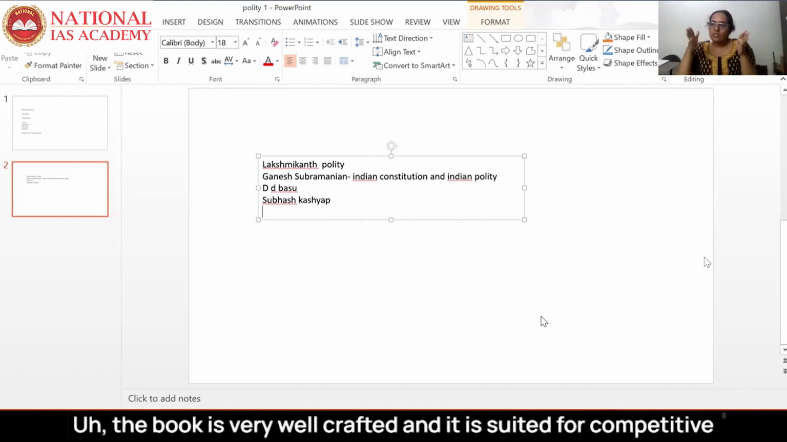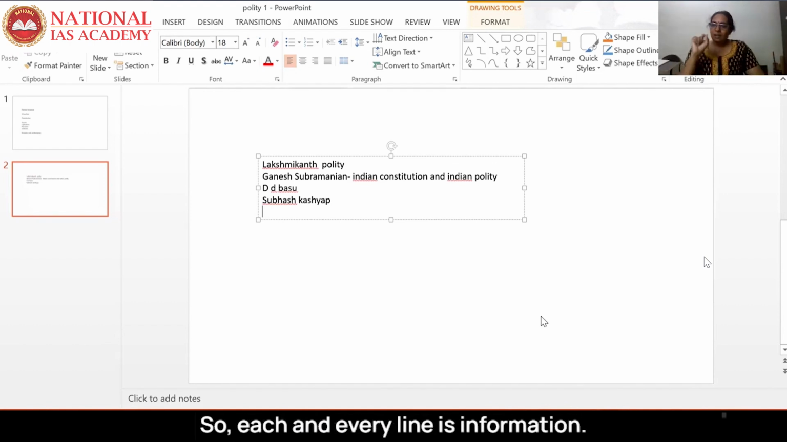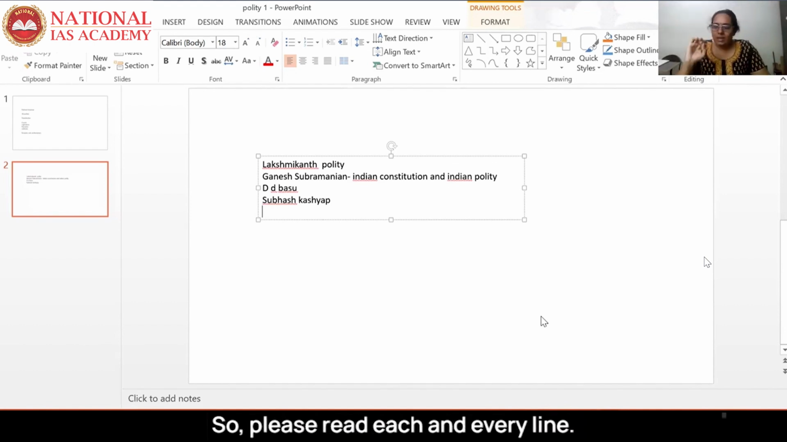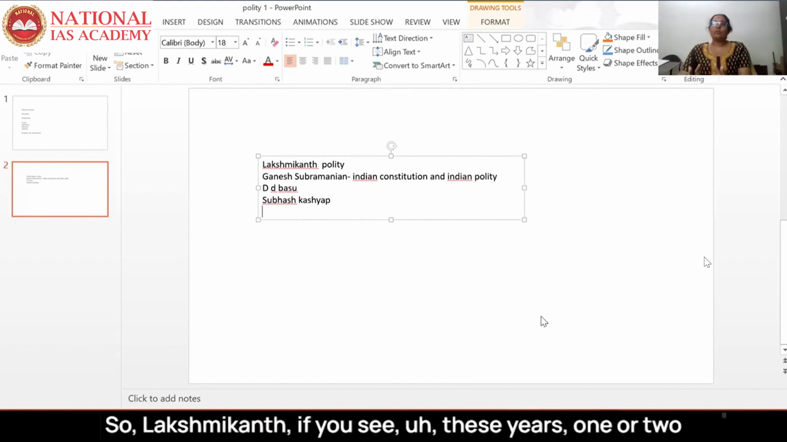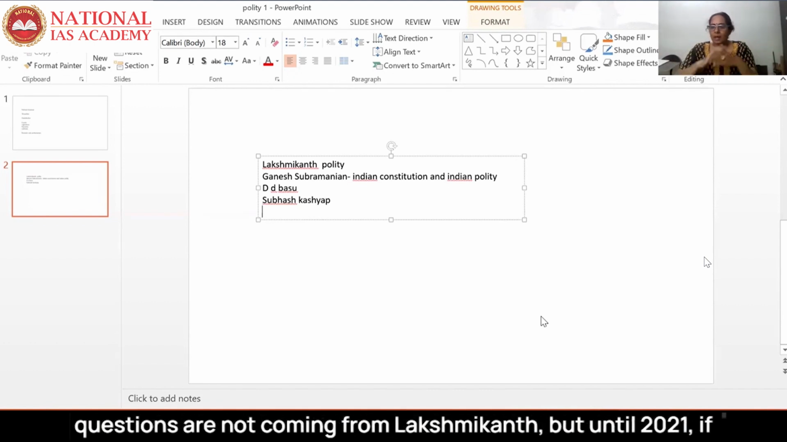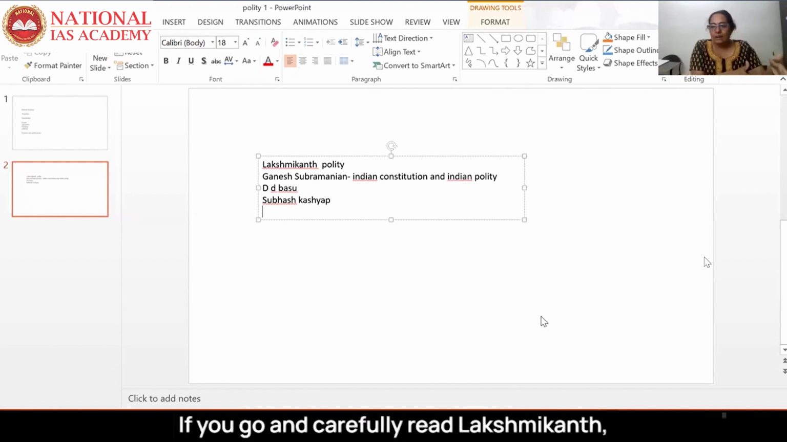The book is very well crafted and it is suited for competitive exams, written specifically for competitive exams. So each and every line is information. Please read each and every line. Try to understand each and every line, why he has added that line. Without any importance, he has not added any line. In these years 1 or 2 questions are not coming from Lakshmikant, but until 2021, if you see the question paper, any question in polity you pick up, if you go and carefully read Lakshmikant, the answer is hidden in between the lines.